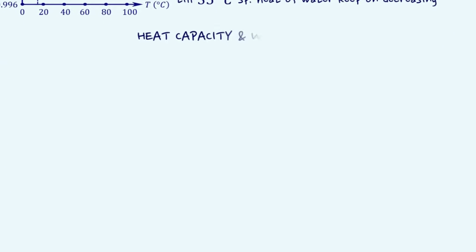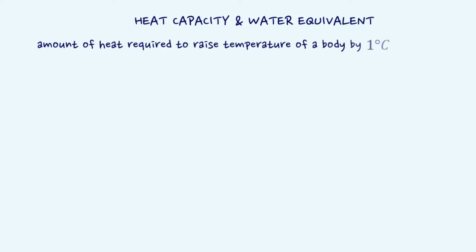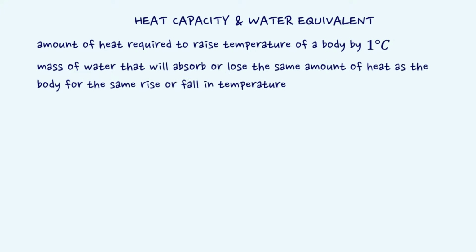Sometimes, the heat capacity of the entire object becomes more important than knowing the specific heat capacity of the material itself. Heat capacity of an object is defined as the amount of heat required to raise its temperature by 1 degree Celsius. Water equivalent of an object is defined as the mass of water that will absorb or lose the same amount of heat as the object for the same rise or fall of temperature.